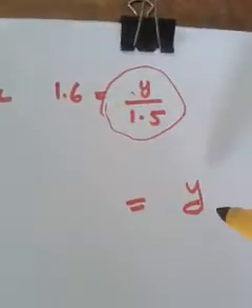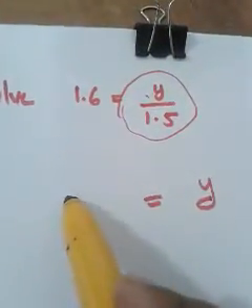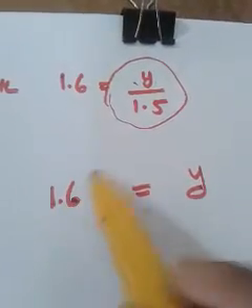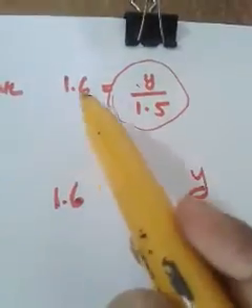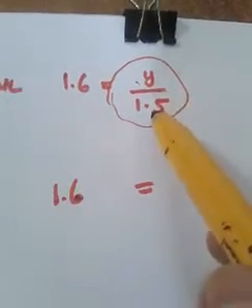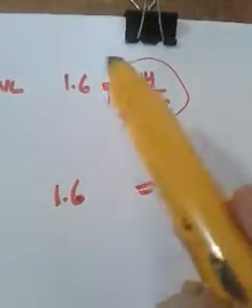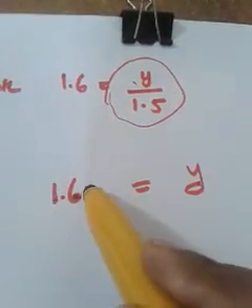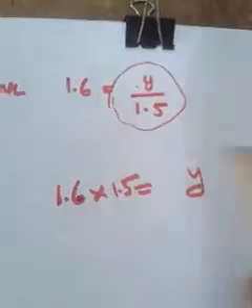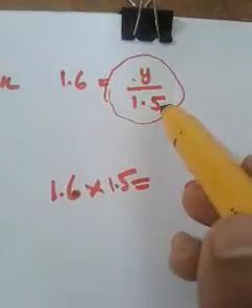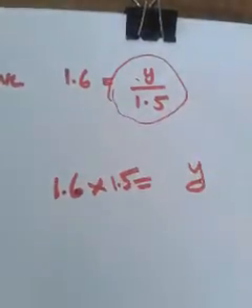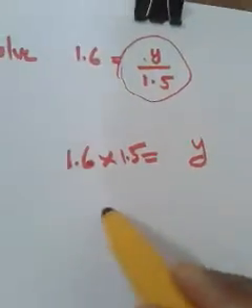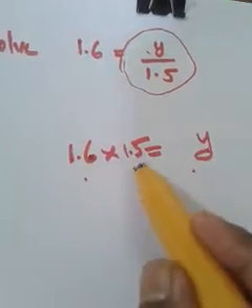So make y stand on the RHS, and what is there on the left side? 1.6, just write as it is, and take this 1.5 to the left side. Since it is in the division part, when you take it to the left side, it becomes multiplied with this number. So y is equal to 1.6 multiplied by 1.5. Anyway, the operation will reverse. So what is the answer of y? 1.6 into 1.5 will give you y.